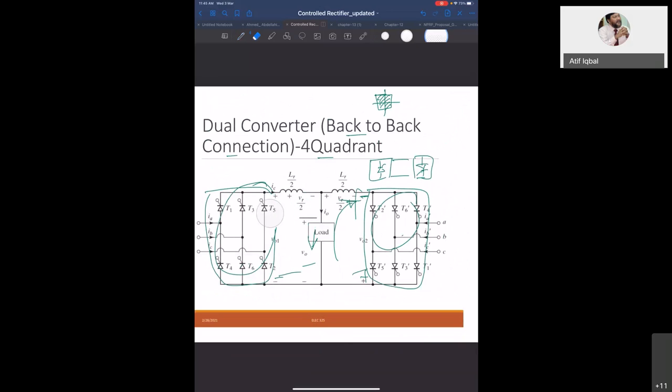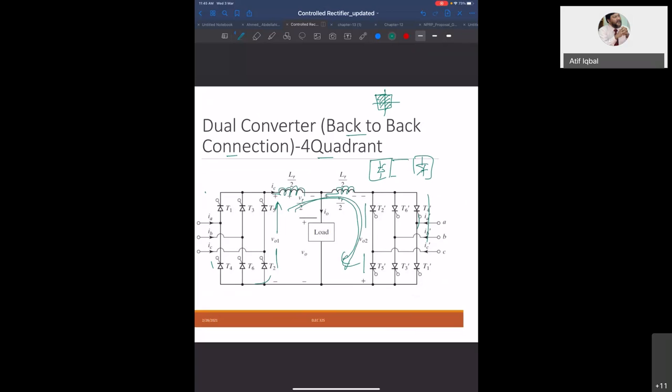Now, every time you operate the two converters, they should have equal average voltage. V01 and V02 should be equal all the time. But instantaneously, you will see that they will not be the same. They will not be equal. So there will be some circulating current that will flow in this. And to limit the circulating current, you provide the inductance or the reactance.